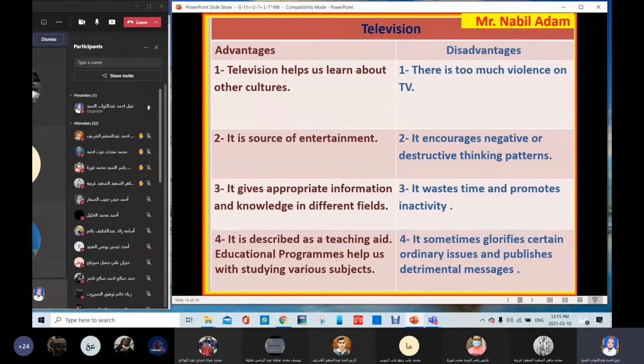The disadvantages: there is too much violence on TV. So some television programs can teach children, especially young people, aggression and aggressive behaviors. It encourages negative or destructive thinking patterns. It wastes time and promotes inactivity. Some young people like having fast food or having meals while watching TV. So it causes, as Muhammad said, inactivity and obesity. It sometimes glorifies certain ordinary issues and publishes detrimental messages. So some programs can make heroes out of ordinary people.